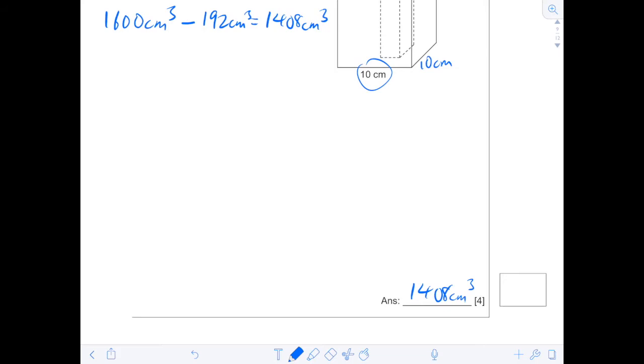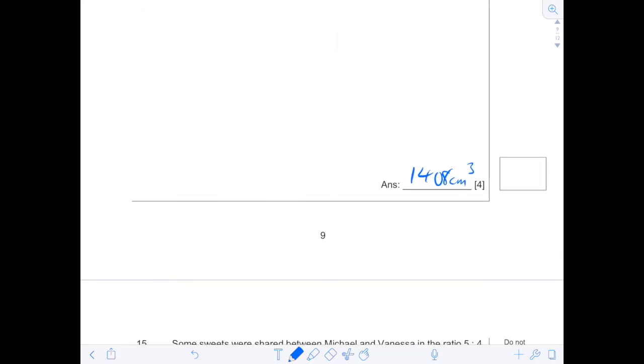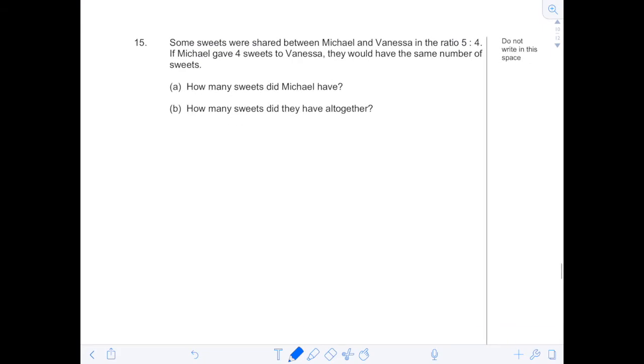For question 15 now. Some sweets were shared between Michael and Vanessa in the ratio 5:4. So we have Michael and we have Vanessa, 5:4. If Michael gave 4 sweets to Vanessa, they will have the same number of sweets. Basically what they're saying is that when Michael gives some to Vanessa, they have the same number of sweets. If you draw a model, it will be easy to see.